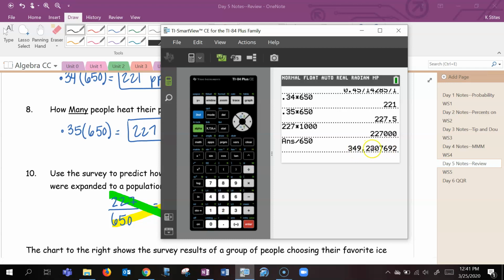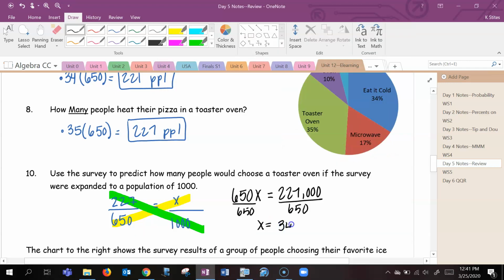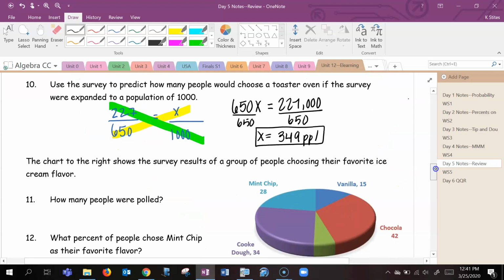And remember, we'll chop off our decimal. So this is about 349 people. Okay, so the only time we need to do this cross multiplying is when we're given a prediction scenario or a new situation in which to use our information from.